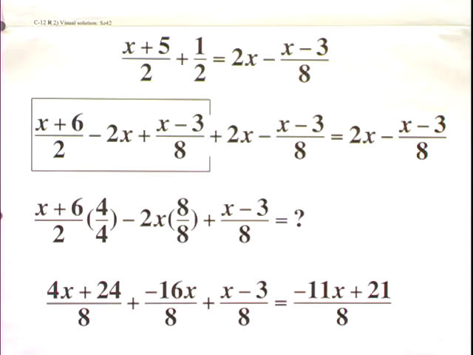In this clip, we have another rational equation. X plus 5 divided by 2 plus 1/2 equals 2x minus x minus 3 divided by 8. So this is the less complicated side of the equation that we'll reformulate.